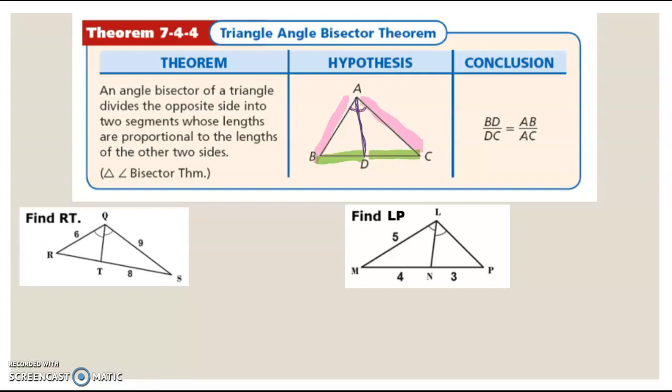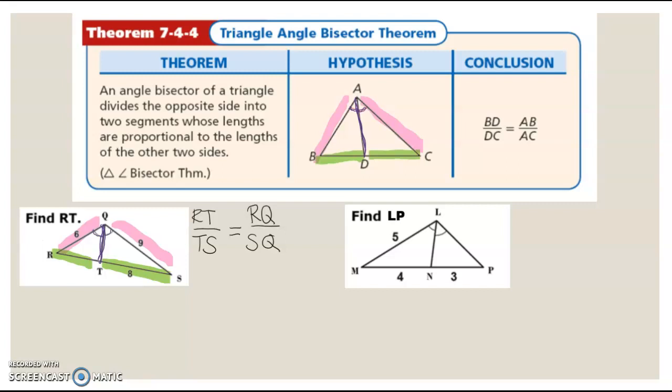So again, let's look at an example. So if I want to find RT, well, first thing I want to look for is my angle bisector, which I have right here. QT bisects angle RQS. And what that tells me is that the proportion of RT over TS will equal QR over QS. So RT over TS will equal RQ over QS or SQ.